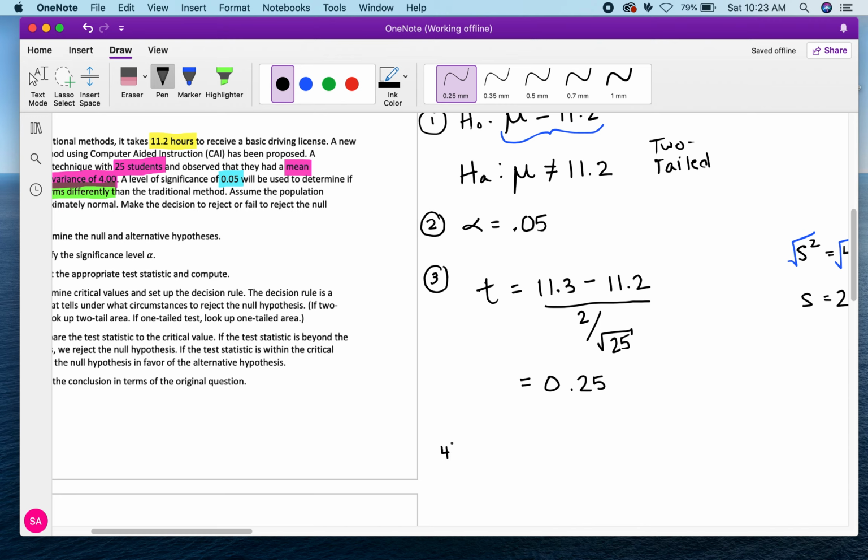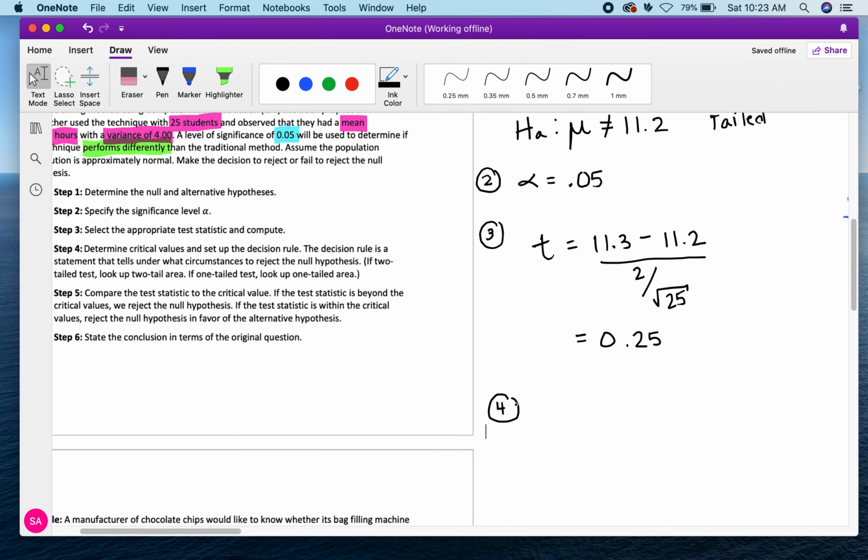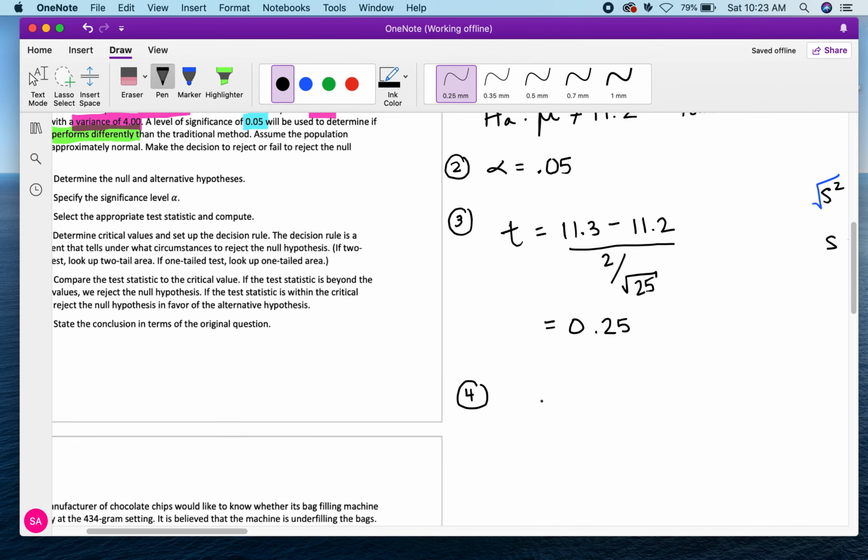All right, step 4. Determine the critical values and set up the decision rule. So when we worked with the z-test statistic, you'll be given a table of the critical values. Depending, you have to look up the area and the tail regions, and then you can figure out your critical values from that table that we give you. For the t-test statistic, you're going to have to actually look up the critical values in the t-table. So we're going to do that right now.